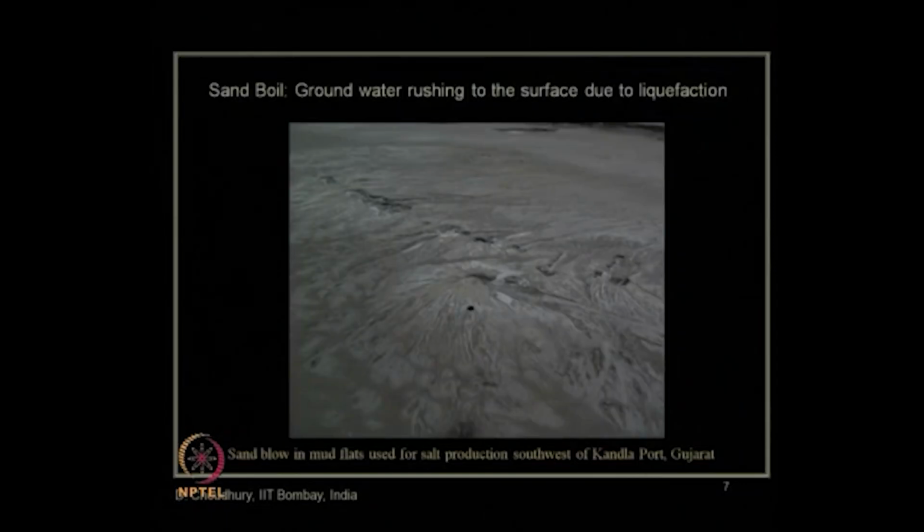Then we had also seen in our previous lecture the sand boiling or the soil liquefaction in an open ground, that is how the groundwater rushes out to the surface after the liquefaction. So, this is after the soil gets liquefied at the shallow depth. So, entire water or muddy water, I will say, comes out or gushes out like this. So, sand blow in mud flats used for salt production in the southwest of Kandla port in Gujarat. This happened after the 2001 Bhuj earthquake in Gujarat.